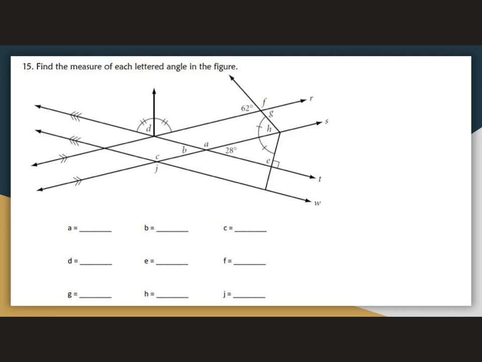The first angle I notice is just 62, so I'm going to start in this area over here. So I see that 62 and G are vertical, so I know that G is also 62 degrees. The next thing I notice is that 62 and F are a linear pair, which means that they add up to be 180 degrees. So if I take 180 minus 62, I get 118. So angle F is 118.